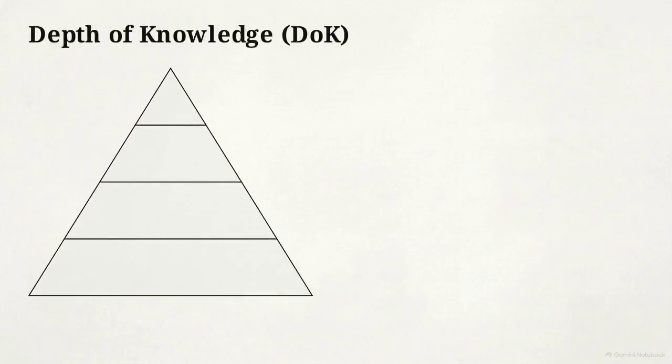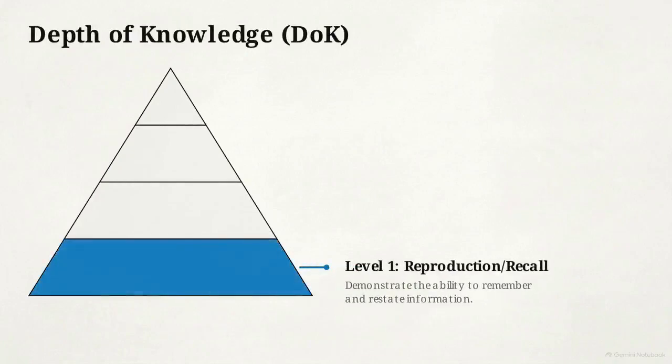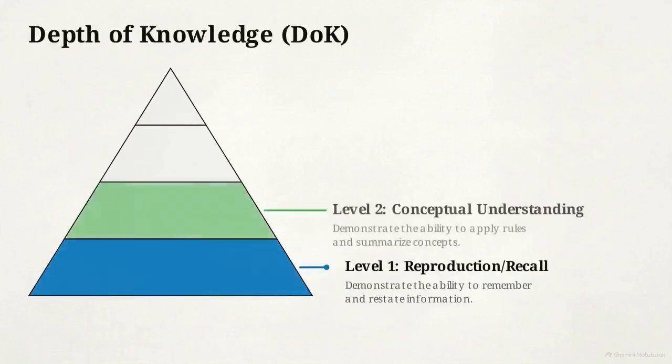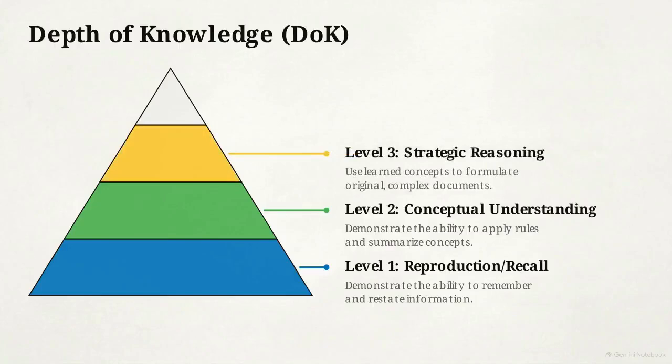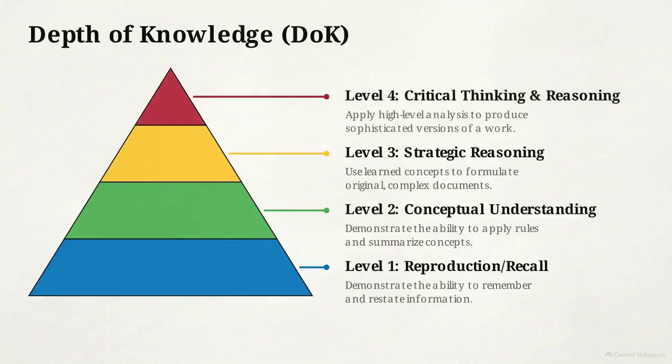Your understanding is assessed across 4 levels. Level 1 involves foundational recall. Level 2 focuses on conceptual understanding, like summarizing texts. Level 3 uses strategic reasoning to draft short stories. Level 4 involves critical thinking to produce shorter versions of texts and illustrate prologues.